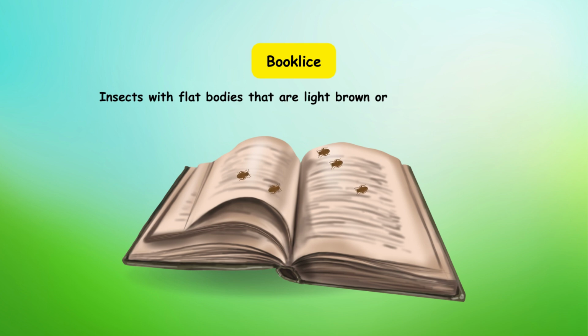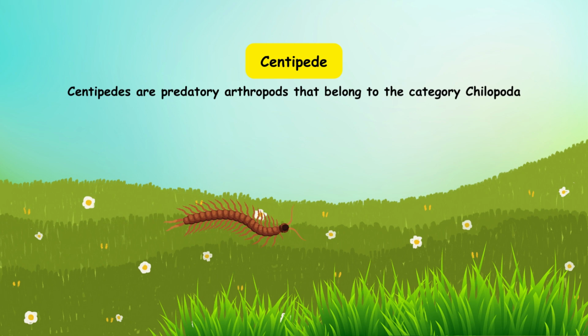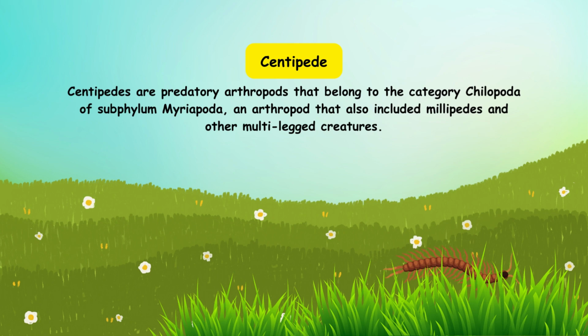B-O-O-K-L-I-C-E, book lice. Insects with flat bodies that are light brown or cream in color, book lice are commonly found feeding on old books. C-E-N-T-I-P-E-D-E, centipede. Centipedes are predatory arthropods that belong to the class Chilopoda of the subphylum Myriapoda, an arthropod group that also includes millipedes and other multi-legged creatures.